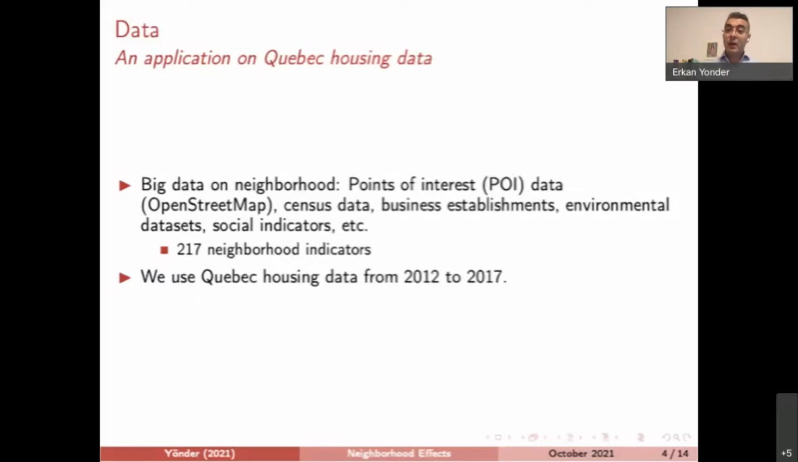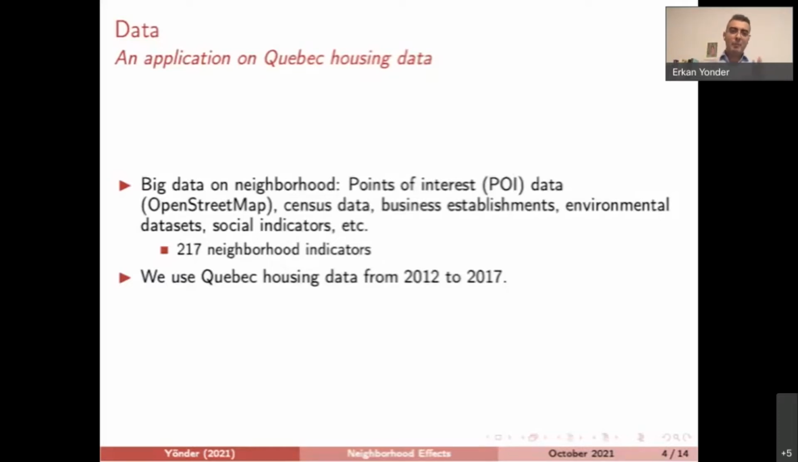We can benefit from census data. We can benefit from business establishment data. In this project we didn't use it, but in other projects I use it and Andrea uses it a lot as well. We can benefit from environmental data sets, and we can develop social indicators, or benefit from social indicators, to improve our valuation models or our understanding of ESG activities.